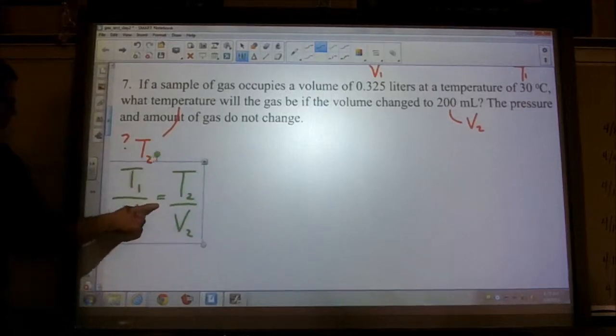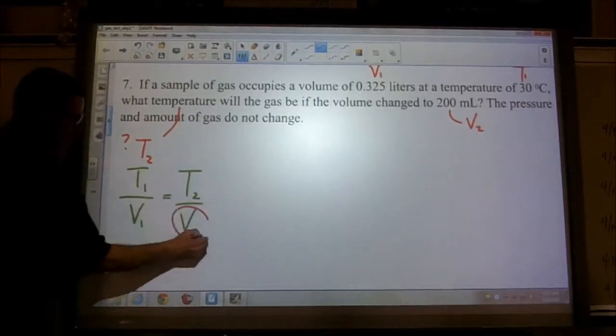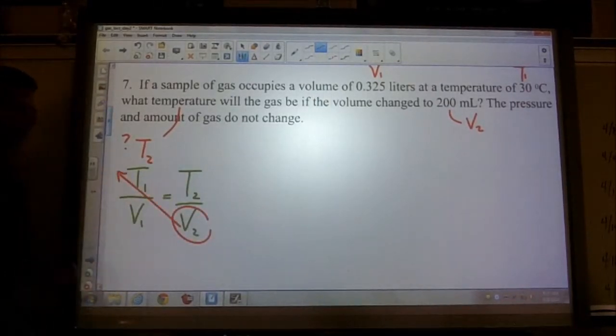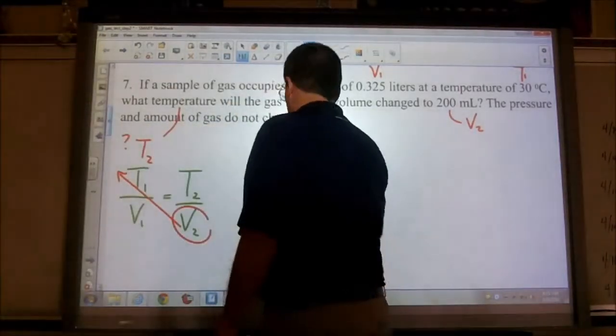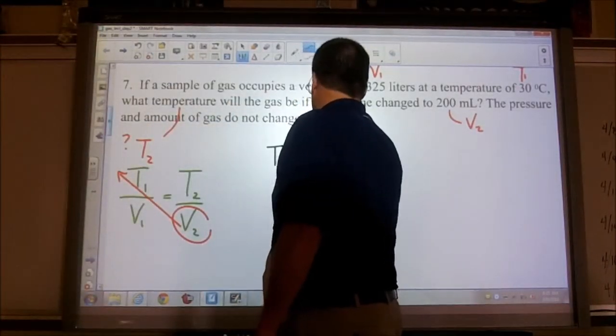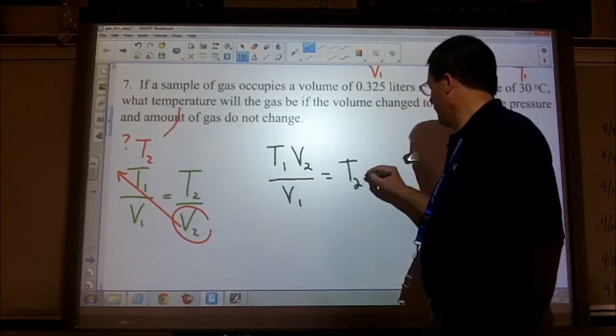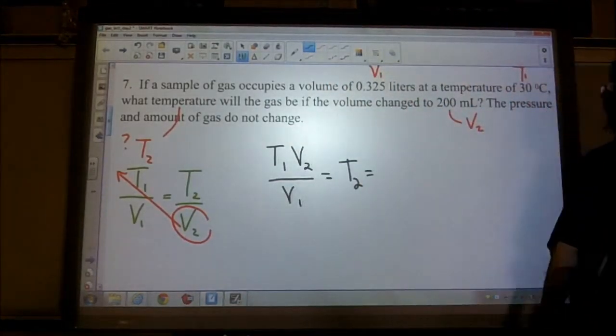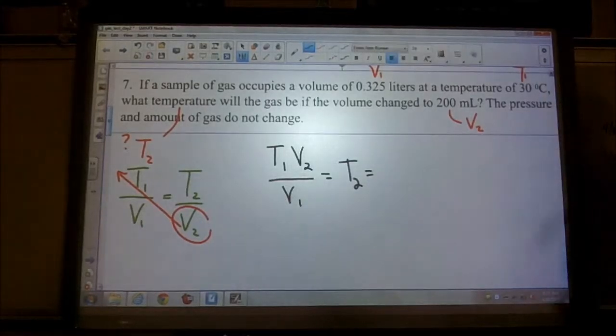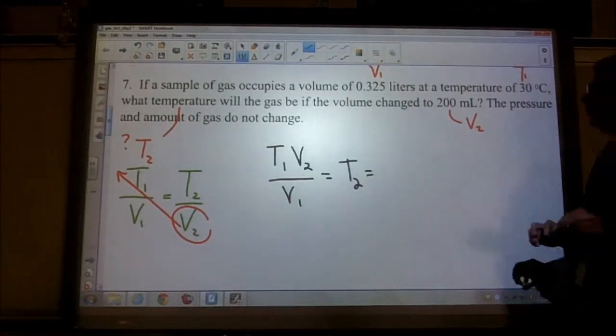So what we want to do is multiply V2 on both sides. So now my equation looks like this, where we have T1 V2 divided by V1 is equal to T2. What do we need to do? We have a temperature that's in degrees Celsius. You got to get that to Kelvin.